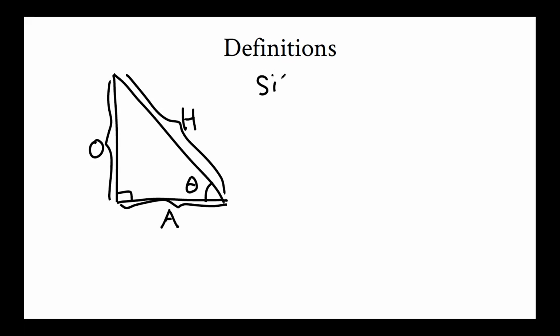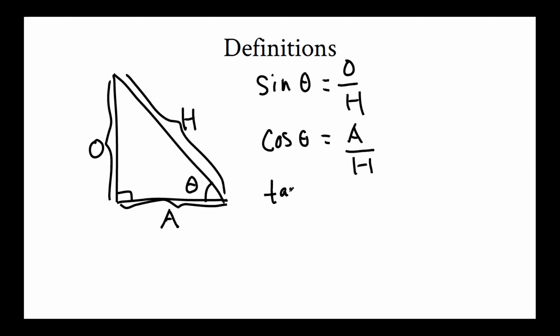Okay, so the sine of theta will be the opposite side over the hypotenuse. For cosine, the cosine of theta will be the adjacent side over the hypotenuse. And then the tangent of theta will be the opposite side over the adjacent side.